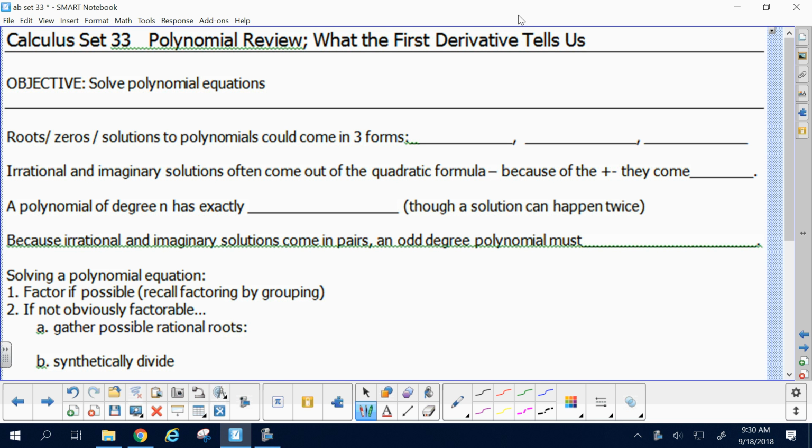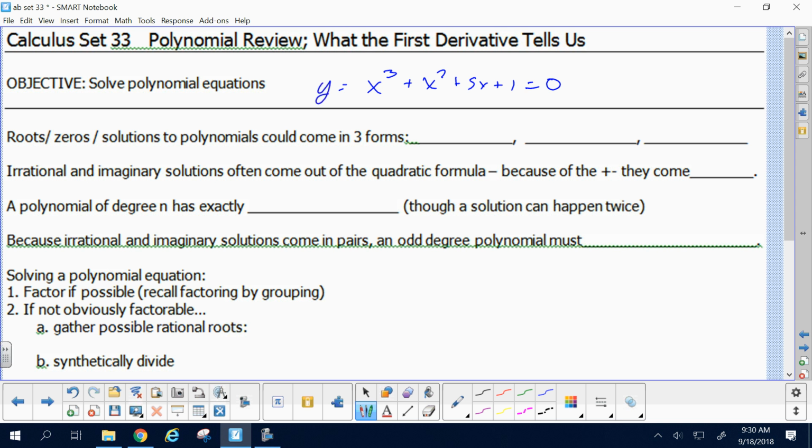So when I say polynomial equations, typically you're talking about x's to some full powers like x cubed plus x squared plus 5x, etc. Polynomials, x's to powers, right? Zeros, roots, solutions. When I say solutions, I usually mean when you have an equation and you want to solve this. Solutions come in three forms.